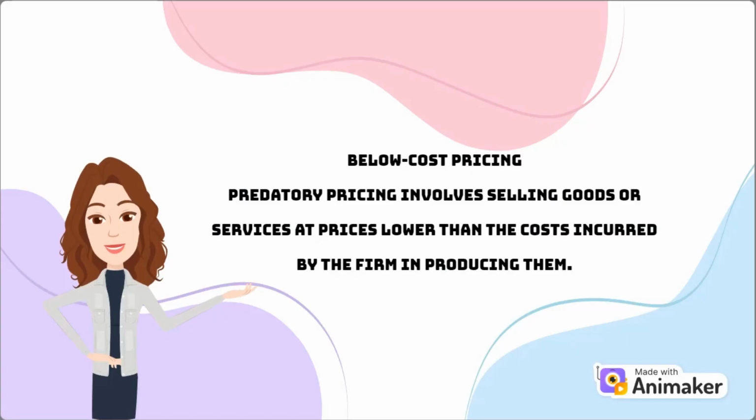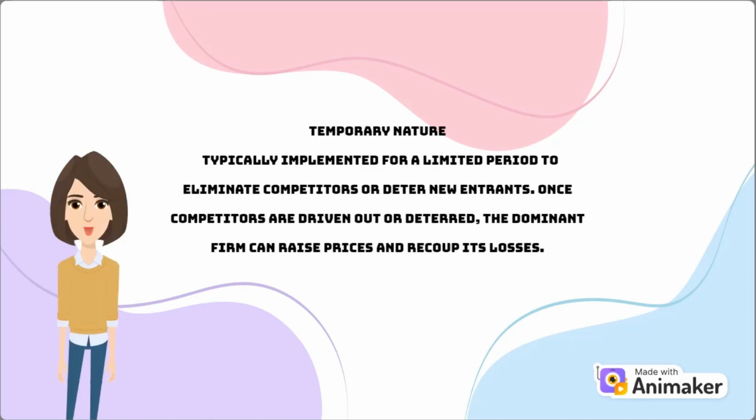First, starting with below-cost pricing. Predatory pricing involves selling goods or services at prices lower than the costs incurred by the firm in producing them. Next, temporary nature. This characteristic is typically implemented for a limited period to eliminate competitors or deter new entrants. Once competitors are driven out or deterred, the dominant firm can raise prices and recoup its losses.